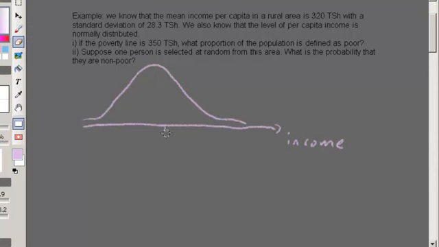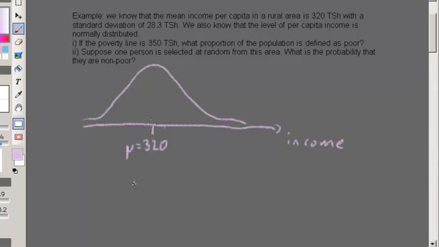Where I've drawn it, the actual mean is there. So if you did a histogram, it would have this kind of shape. It's a normal distribution shape. And we know that we've got a mean of 320, which we can label in here, 320 shillings, and that's often given the symbol mu for mean.